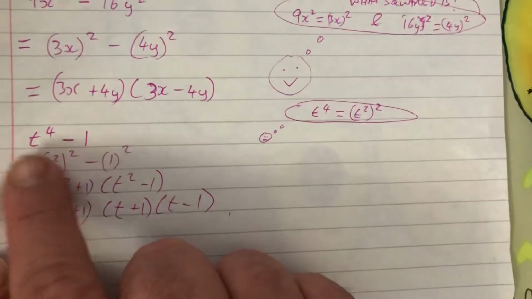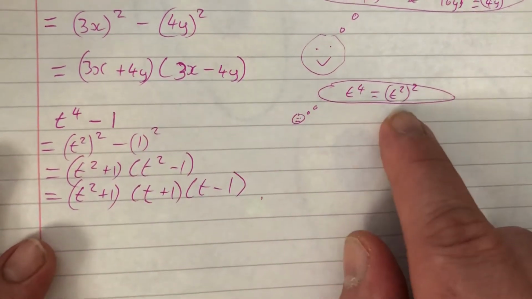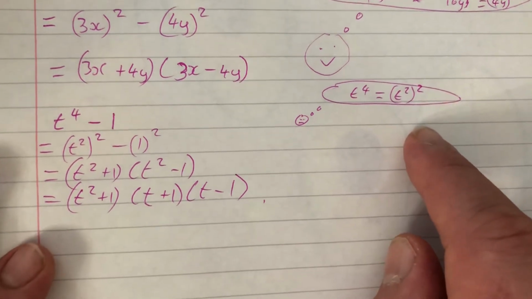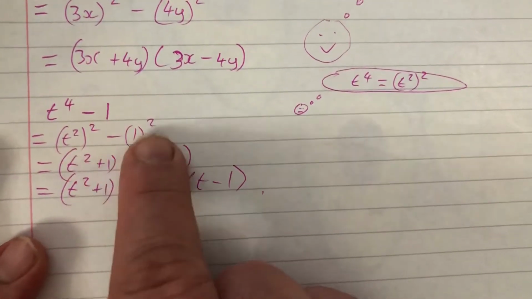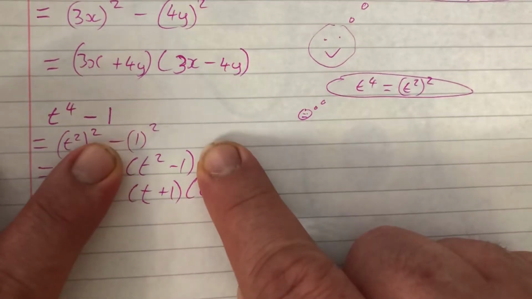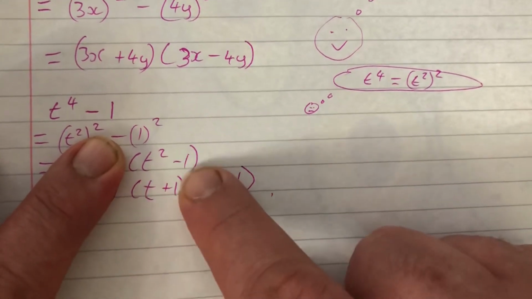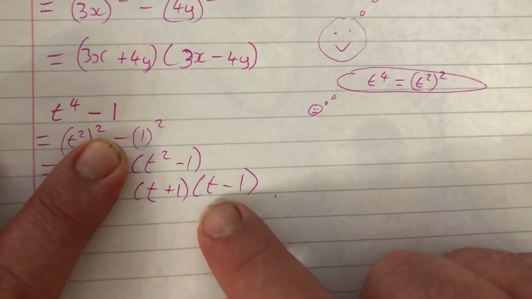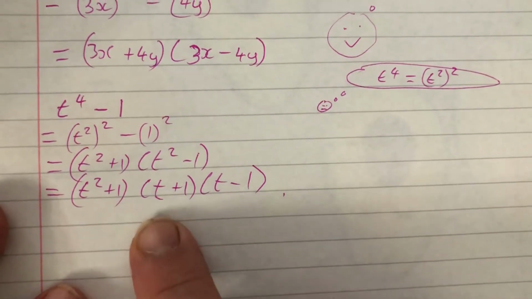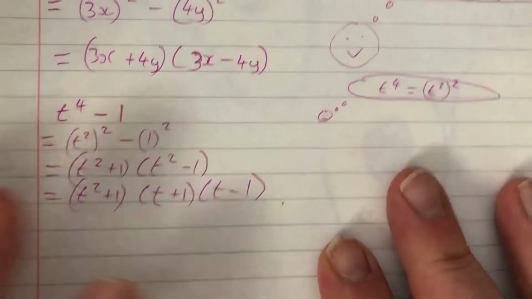So what about this one? We've got t to the 4 minus 1. So t to the 4, if you think about it, is t squared squared. Again, using our indices rules. So t squared squared minus 1 squared. So that's t squared add 1, t squared minus 1, but this bit here is also another difference of squares. T all squared, 1 squared again, so it's t add 1, t minus 1, so our total answer is t squared plus 1, bracket, t plus 1, t minus 1.